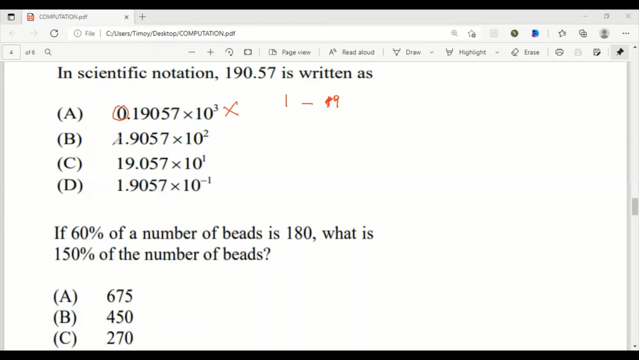Now, when we look at B, there's a 1 there. When we look at C, there is 19, right? And 19 does not fall between 1 to 9. Therefore, C is not going to be the answer. So it is between B and D. But how can I get the decimal point between 1 and 9? I can make 1, 2 jumps to the left, right? So remember the amount of jumps is the power. So it's going to be this one and not D. So the answer is going to be B.